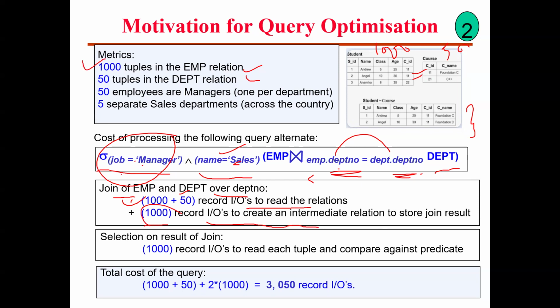So now selection on the result of join. Out of these, you will only select 1,000. So here we have this 1,000 and this 1,000. So 2 multiplied by 1,000 plus how many rows you have to check in the first table? 1,000 rows. How many rows you have to check in the department table? 50. Why? Because 50 rows are in the department table and 1,000 rows are inside the EMP. So you have to check 1,050 rows in both the tables, and how many record IOs are there for the join.